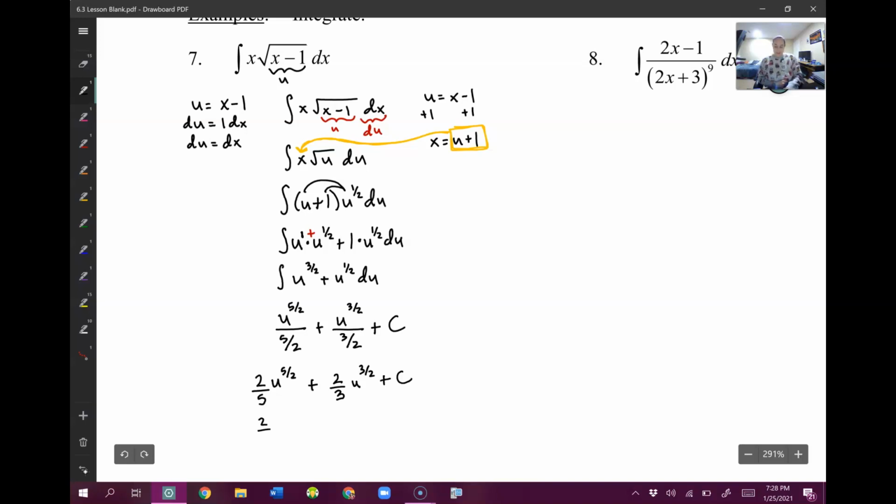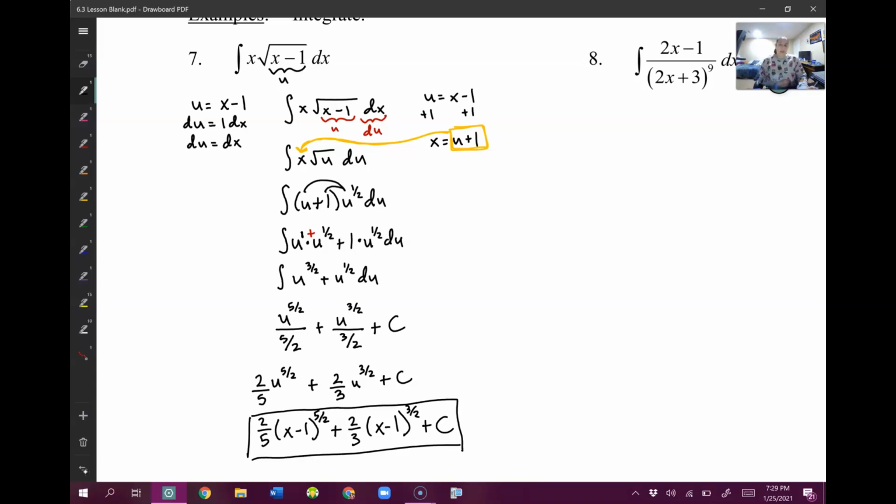And now my last step is to plug my u back in. So my u is x minus 1, so I get 2/5 times x minus 1 to the 5/2 plus 2/3 times x minus 1 to the 3/2 plus my constant of integration. And there we go. So it's basically the same thing we were doing. We just have this extra step here. And we know we had to do that extra step because we're not in the language we need to be. We had that extra x here that wasn't in the u language. So we solved for that letter and plugged it in, so then we were all in the right language.